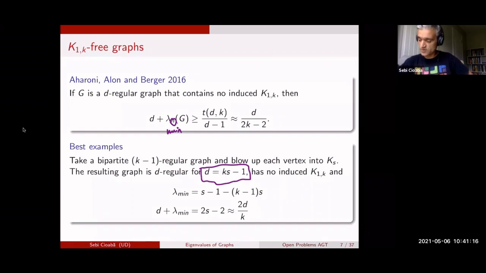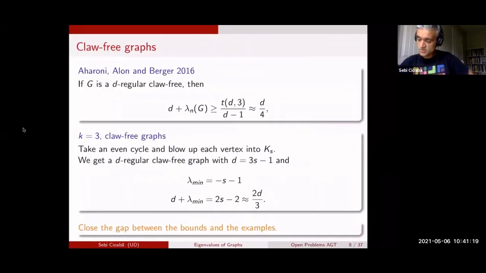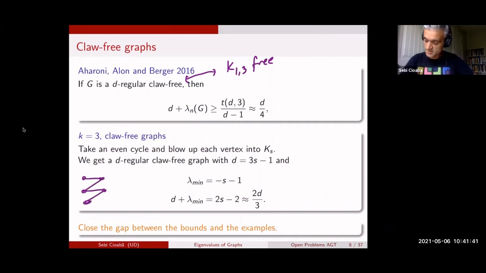So let's focus on the first case, which would be claw-free. Claw-free is the same thing as K_{1,3}-free, again, no induced K_{1,3}. And so their construction in this case is to take an even cycle and blow up every vertex into a K_s. Perhaps the simplest one, you blow up each of these vertices into a K_2, and then you just add all the edges between them. I'm not going to draw all of them because it becomes a bit of a mess.